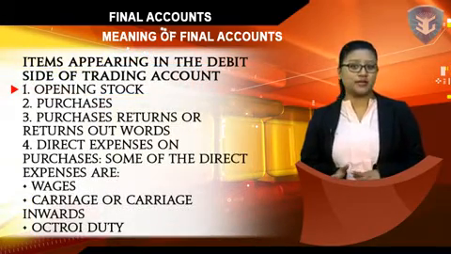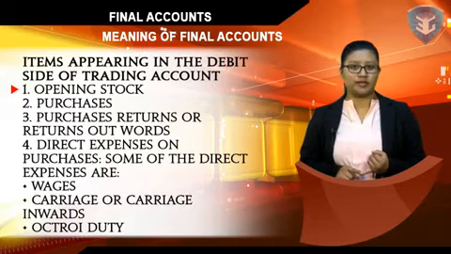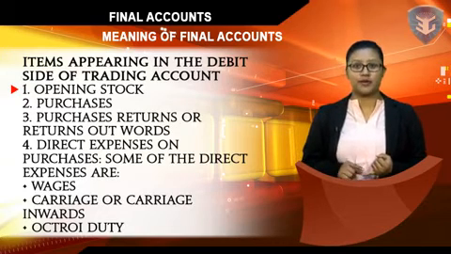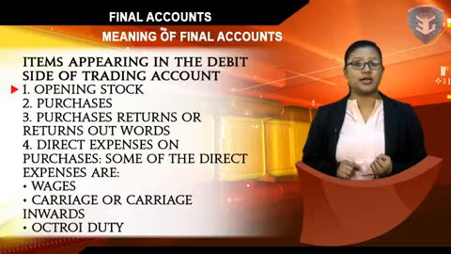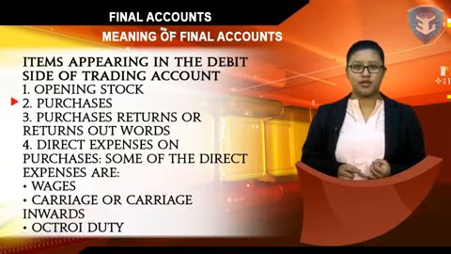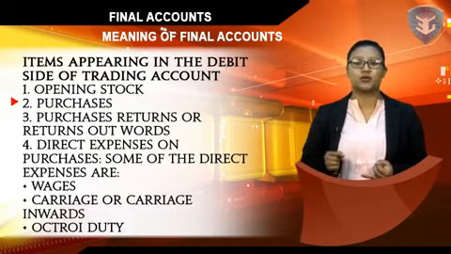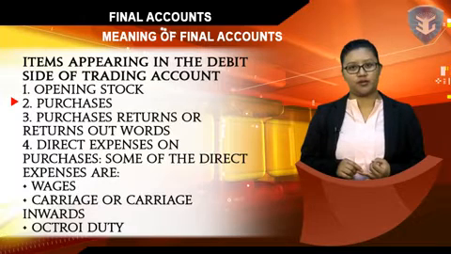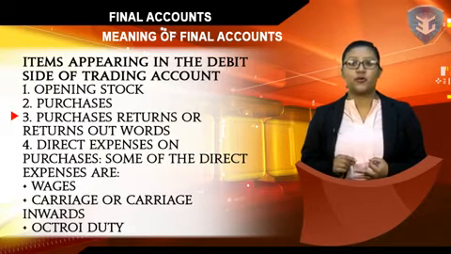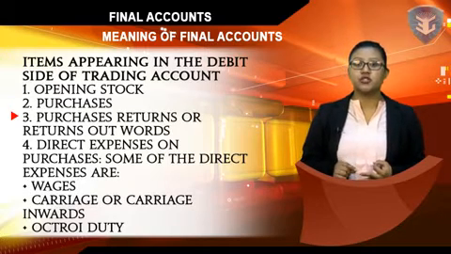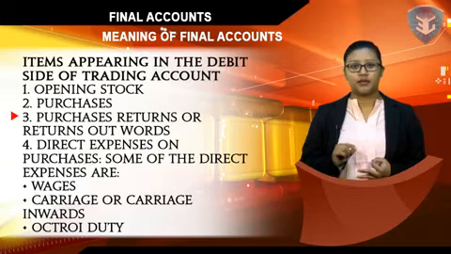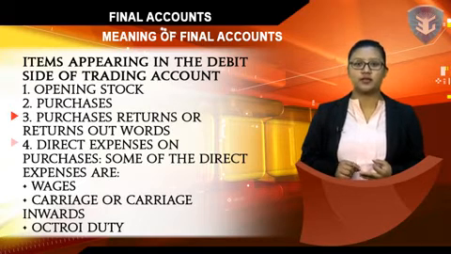Items appearing on the debit side of the trading account are opening stock. Stock on hand at the commencement of the year or period is termed as the opening stock. Purchases: it indicates total purchases, both cash and credit, made during the year. Purchase returns or returns outwards: purchase returns must be subtracted from the total purchases to get the net purchases. Net purchases will be shown in the trading account.